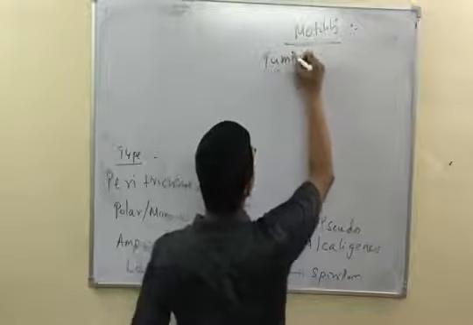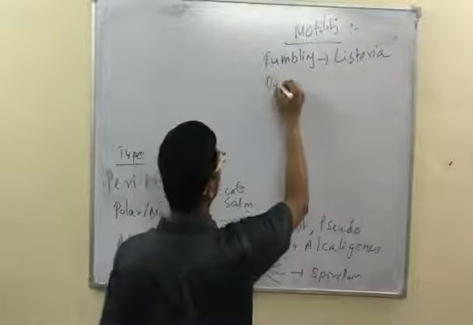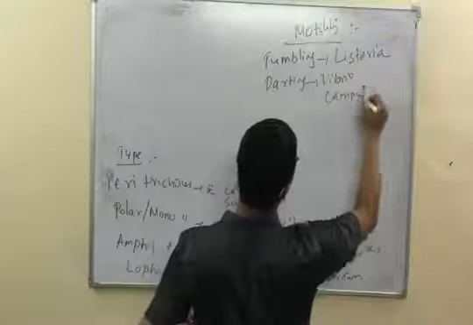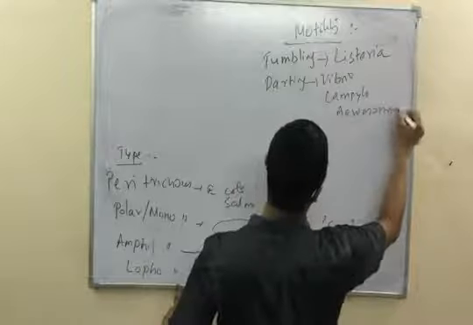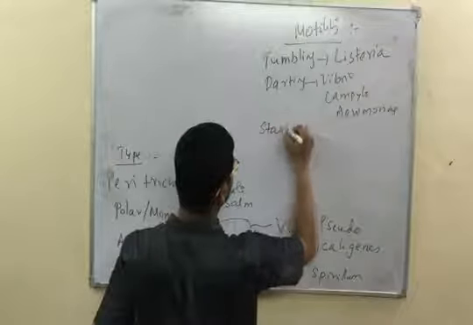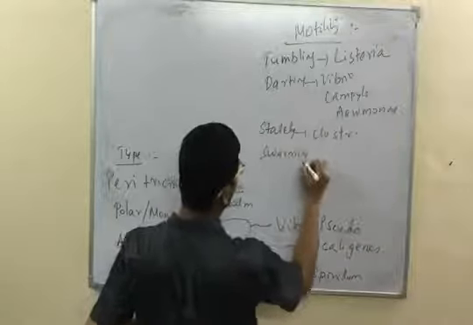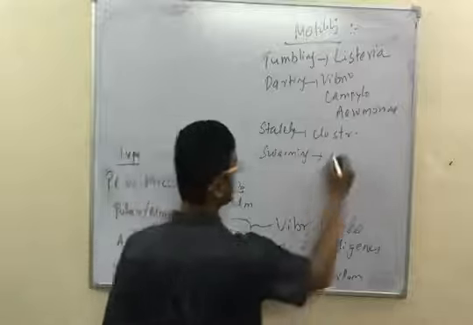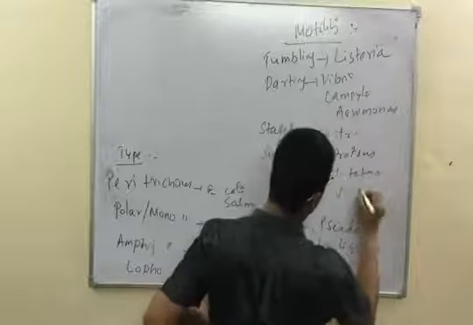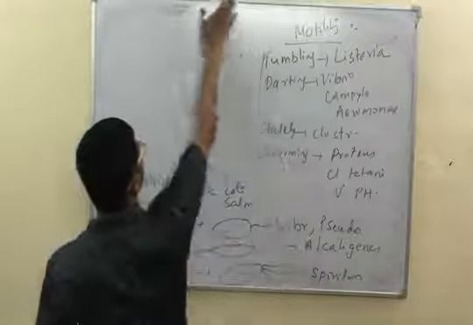Yes, tumbling motility is seen in Listeria. Darting motility is seen in Vibrio. Apart from that, Campylobacter, sometimes Aeromonas can also have darting motility, but the most important example is Vibrio. Okay, stately motility is seen in Clostridium. Swarming is a specialized motility seen in Proteus. Apart from that, Clostridium tetani and Vibrio parahaemolyticus. Okay, so these are the various motilities.